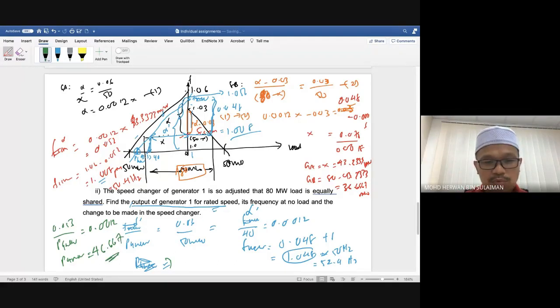Okay, so the output of generator 1 rated speed is 46.667. Its frequency at no load, yang ni F new ialah 1.056. And the change to be made in the speed changer is you bring down the speed changer. So that's the answer.